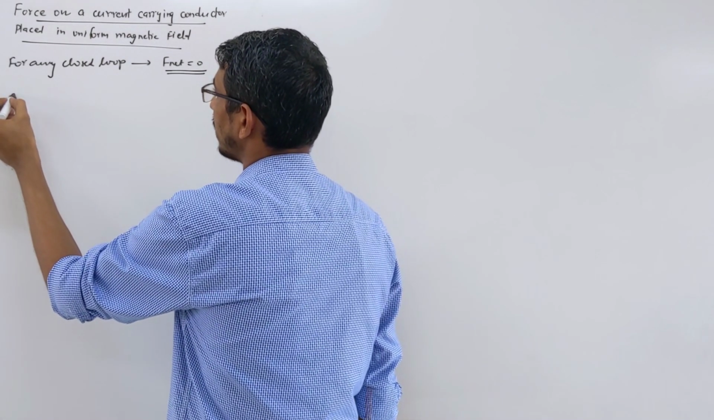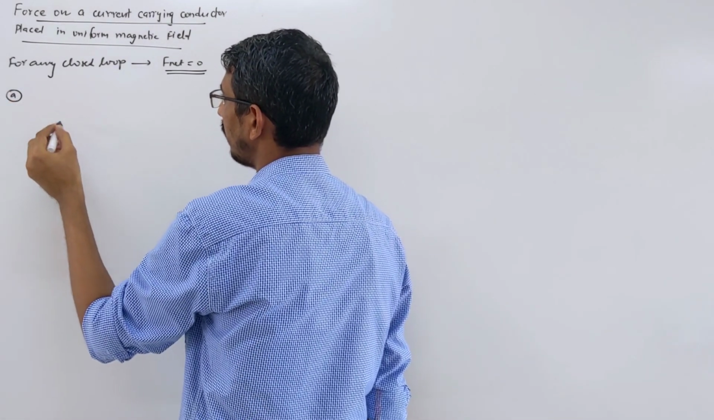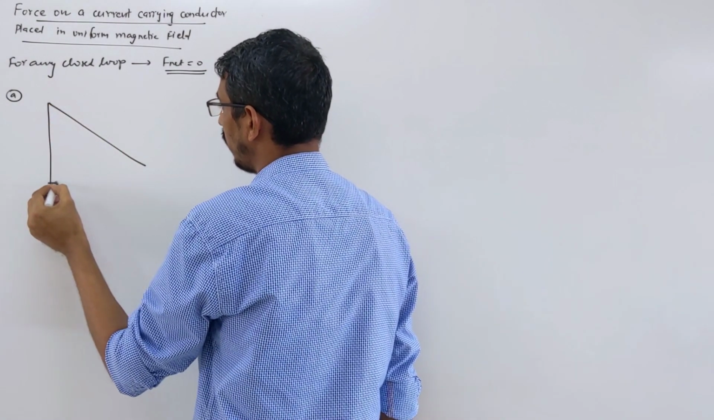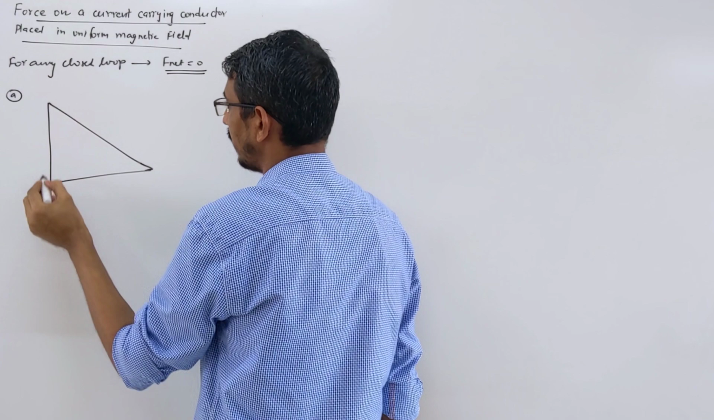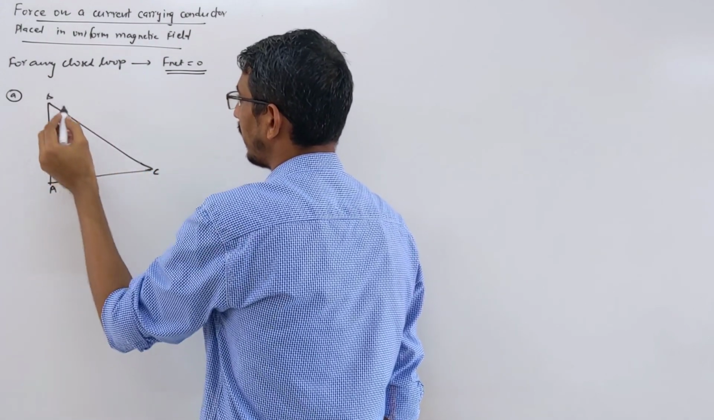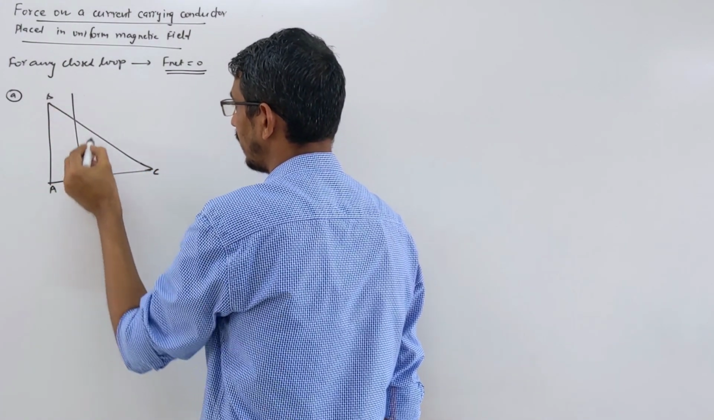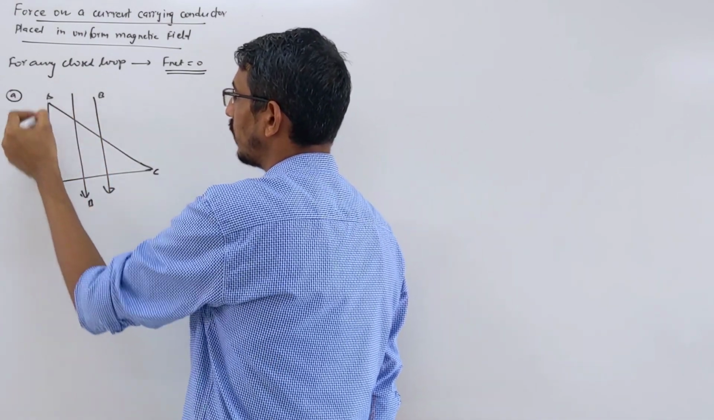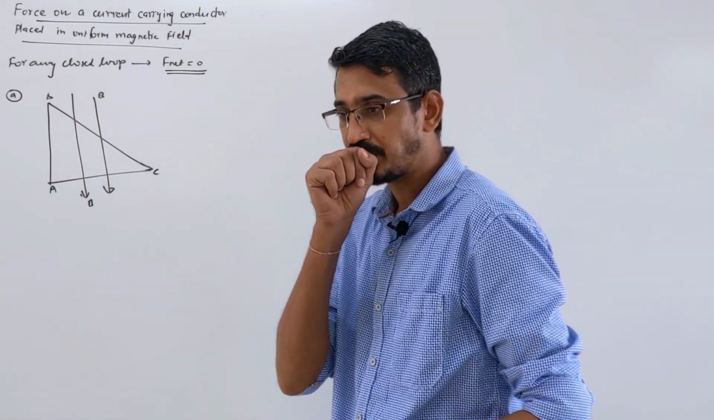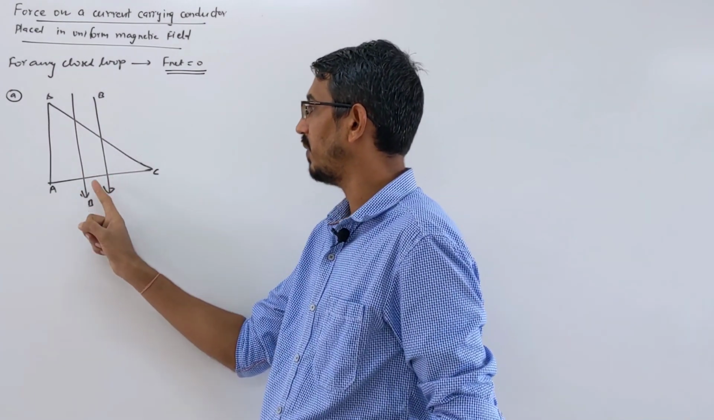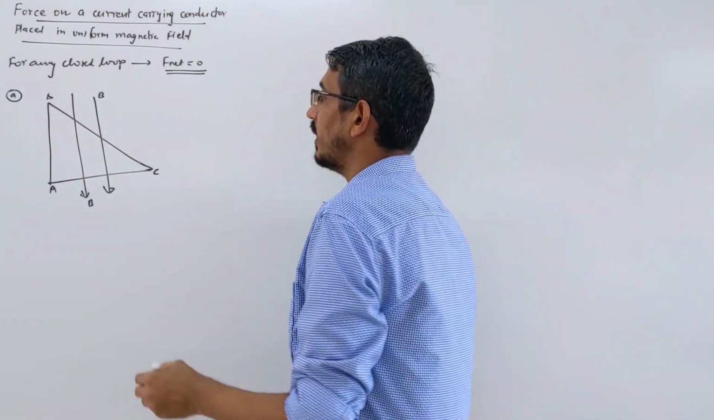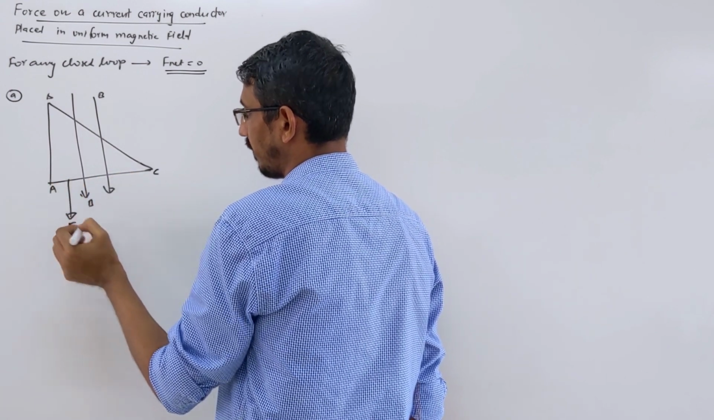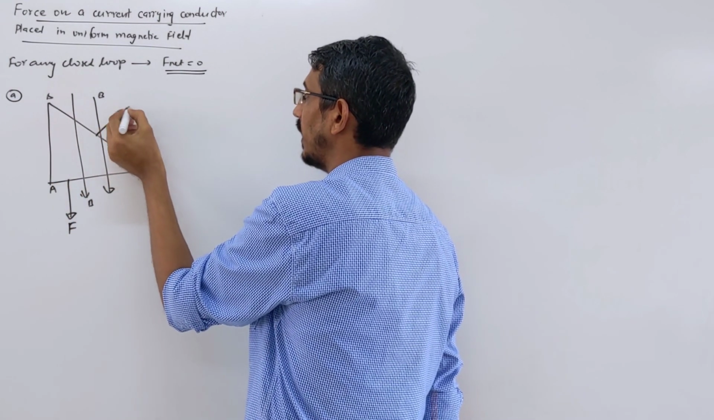I will give an example of what they have asked. One question in our exam was like this: there is a triangular loop with sides given as A, B, C, and the magnetic field direction was given like this. They said the magnetic field was parallel to side AB. Then they said the force on side AC was F, and they asked what is the force on the other side, let's call it F dash.